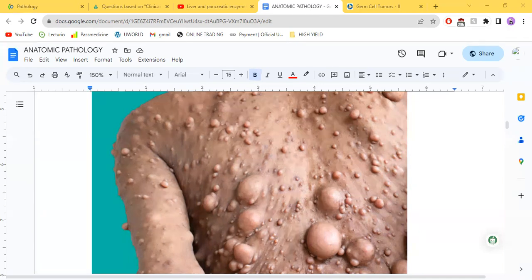So for neurofibromatosis type 1, what is the cause? If anybody knows, put it in the chat. The main cause of neurofibromatosis type 1 is a mutation in the neurofibromatosis type 1 tumor suppressor. Now you have this classical presentation of these outpouchings. Name the other tumors that are associated with neurofibromatosis type 1. What other tumors can be associated with it?